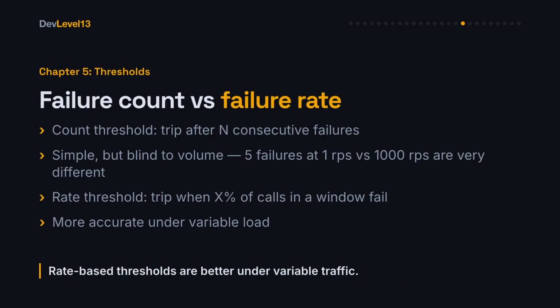There are two common threshold strategies. Count-based is simple, trip after 5 consecutive failures. But 5 failures out of 10 requests and 5 failures out of 10,000 requests are very different situations. Rate-based thresholds use a percentage of failures within a rolling time window, more accurate, but slightly more complex to implement.